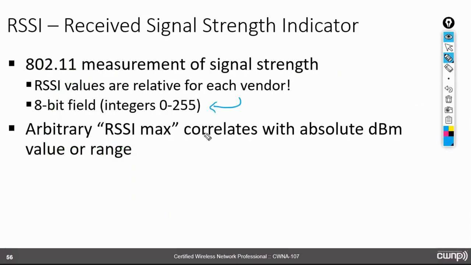So it all depends on the vendors. Actually, Cisco is using 0 to 100, right? Cisco is using 0 to 100. The other vendors have their own values. So CWNA is going to teach you about it, because received signal strength indicator is very important in CWNA.